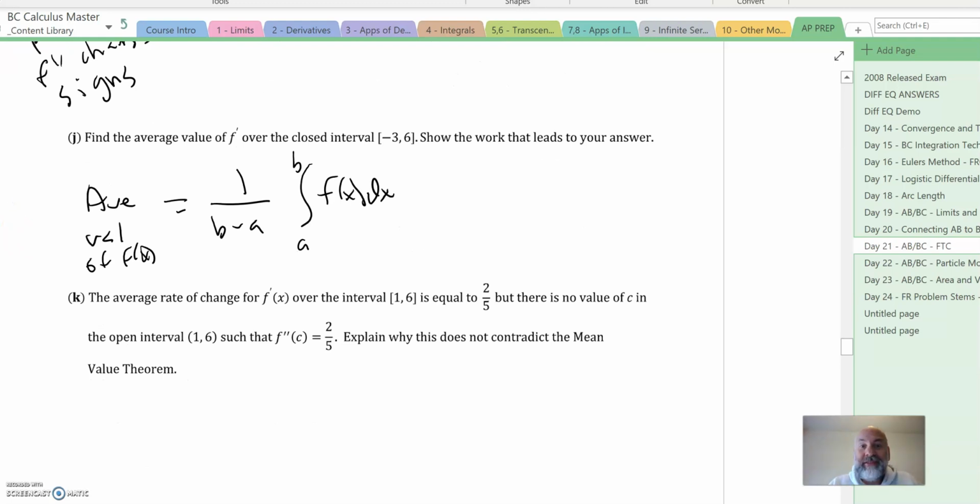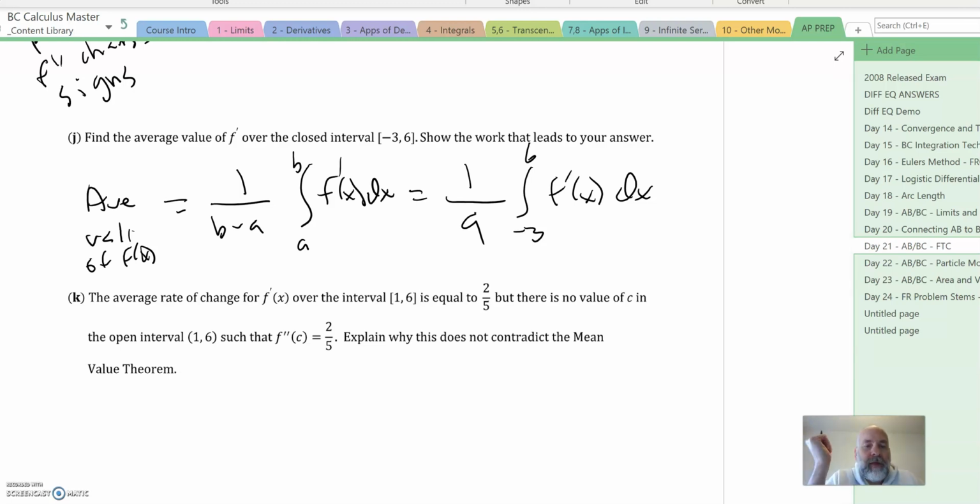Average value, there's the formula. That's definitely one you want to have buried in your brain, the average value of a function. They're saying, what's the average value? I just said of f of x, so that was giving the general formula. In this case, it's the average value of f prime of x. So that's 1 over 6 minus -3, 1 over 9. Then you have to integrate that thing up above from -3 to 6. But that shouldn't be a problem with areas. And that's the average value of the function.